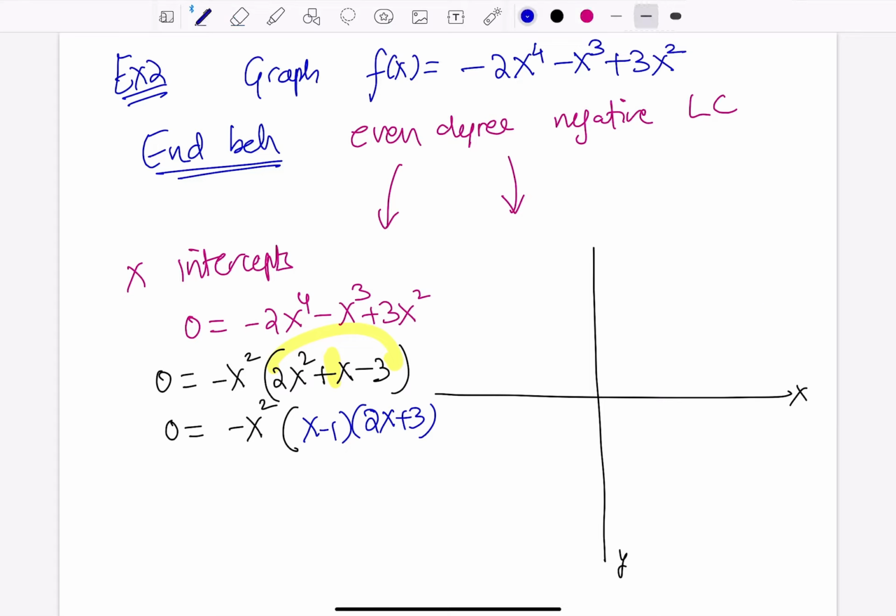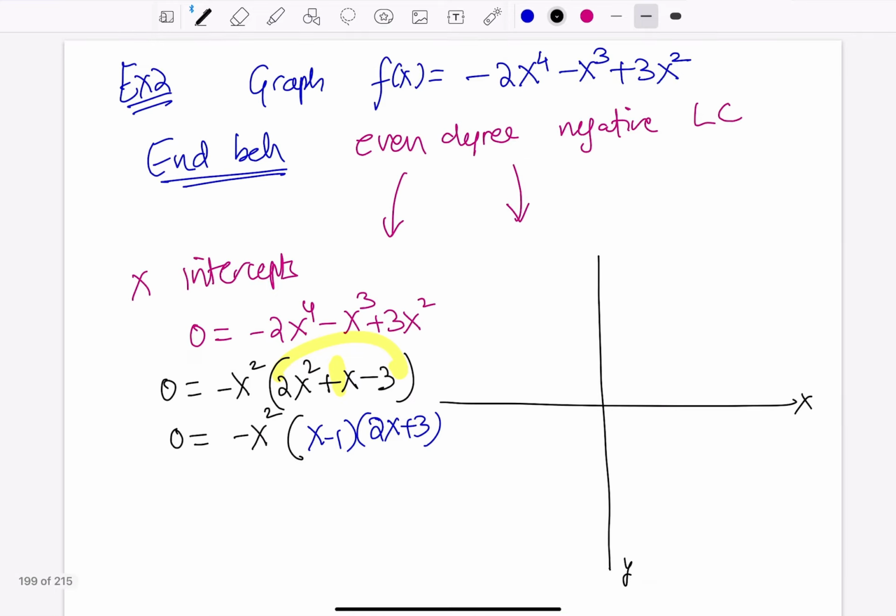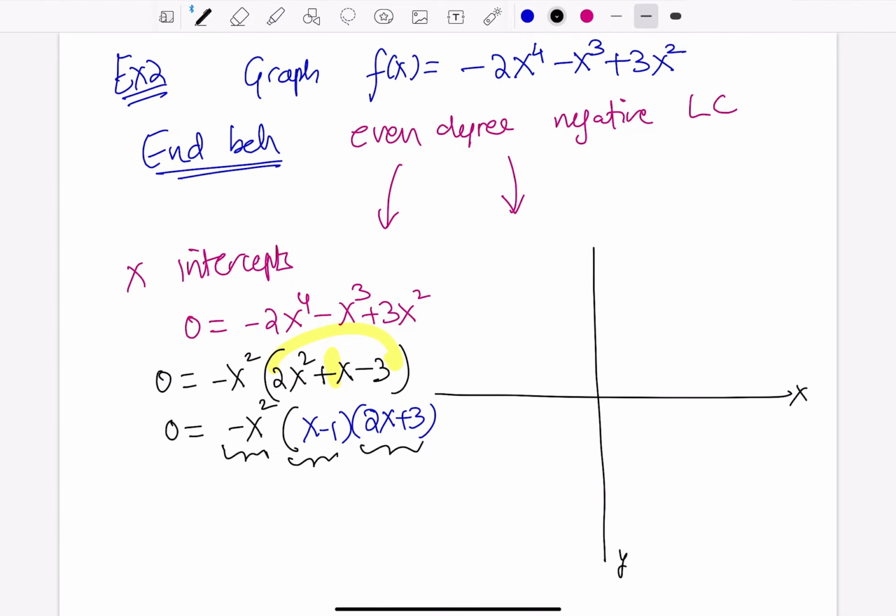Now, x-intercepts, roots, zeros, solutions are the points where each of these factors will become 0. X squared becomes 0 at x equals 0. X minus 1 becomes 0 at x equals 1. 2x plus 3 becomes 0 at x equals negative 3 halves. We can set each of these equal to 0 and solve for x to find these. So I'm going to mark my x-intercepts: x equals 0, x equals 1, and x equals negative 3 halves.